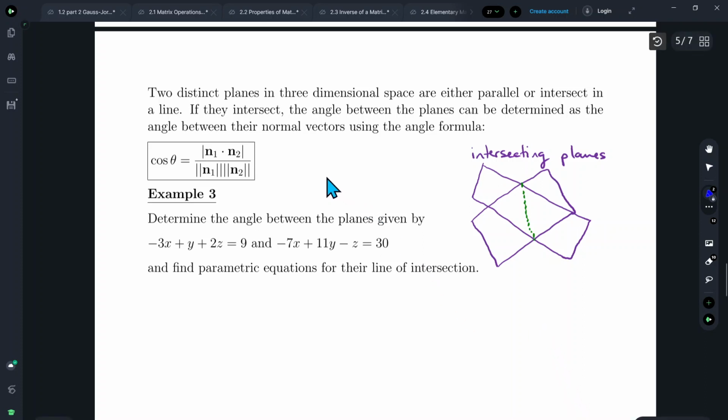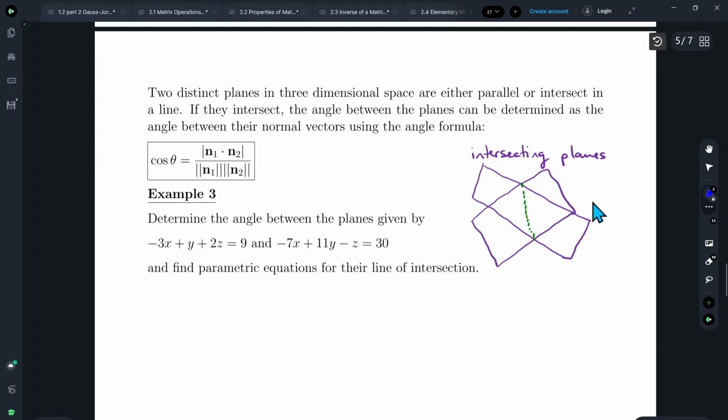In this example, we're going to take a look at what happens when two planes intersect. So when we're in three-dimensional space and you have two distinct planes, they can be either parallel or intersect in a line. In this example, we have the situation where we have two intersecting planes, right?